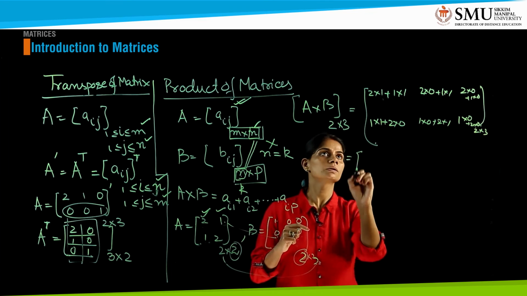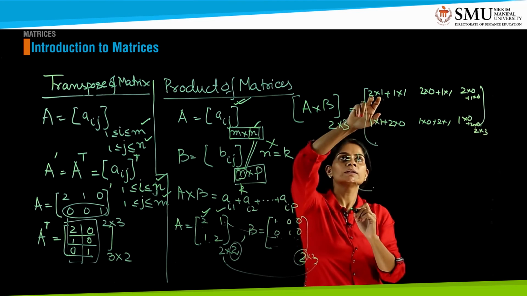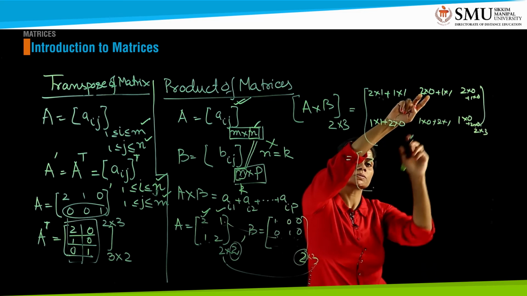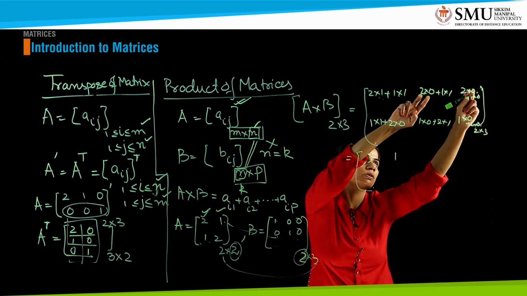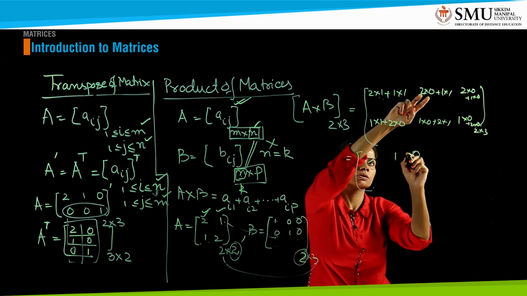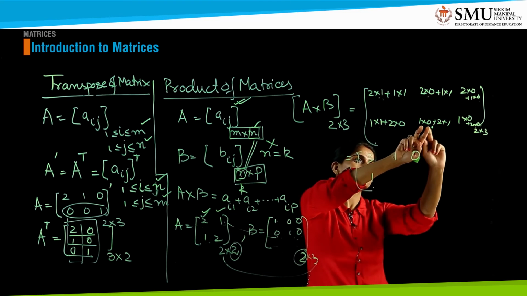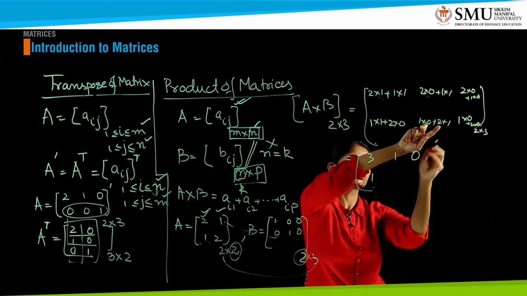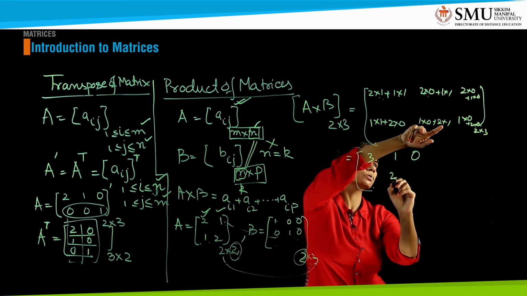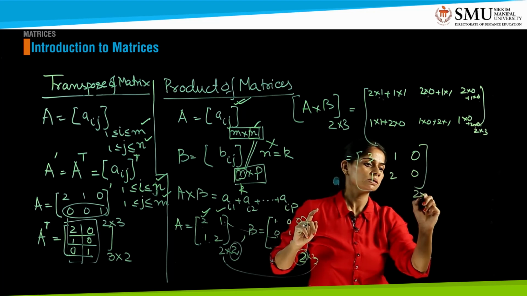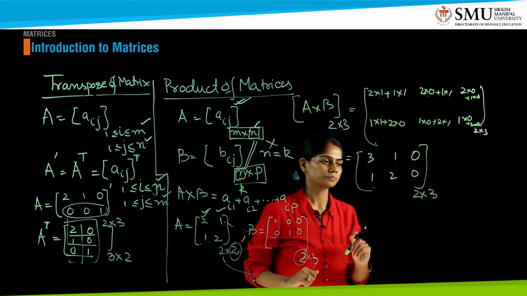And now solve it. So, it becomes 2 into 1 is 2 plus 1 is 3. 2 into 0 is 0 plus 1 is 1. 2 into 0 is 0 plus 1 into 0 is 0. So, it is 0. Then 1 plus 0 is 1, 0 plus 2 is 2, and the last entry is 0. So, this is the product A cross B.